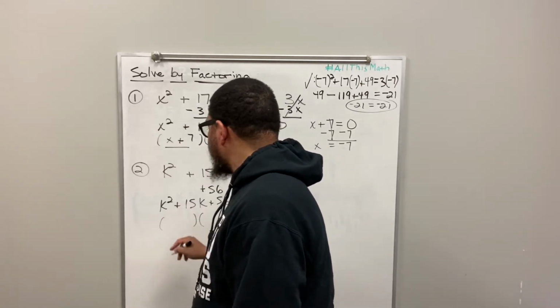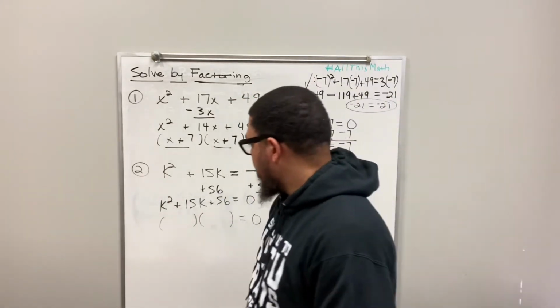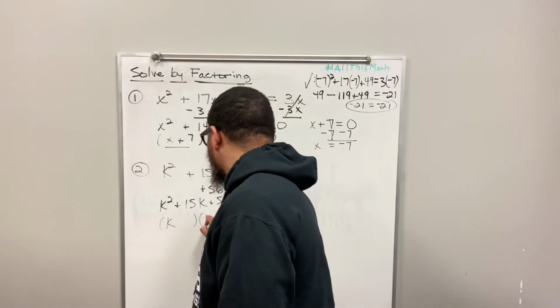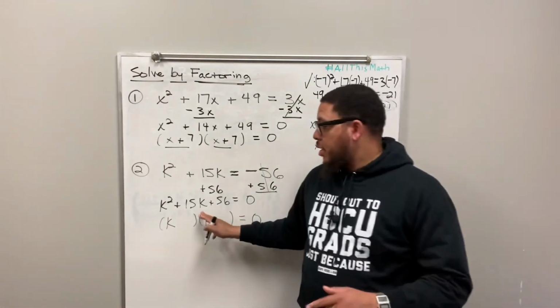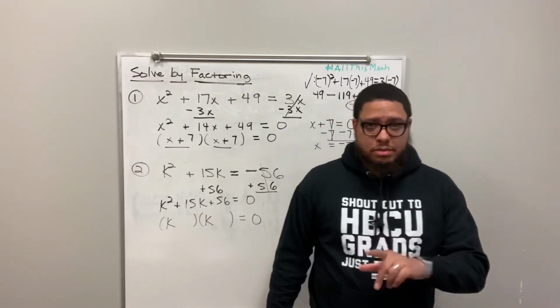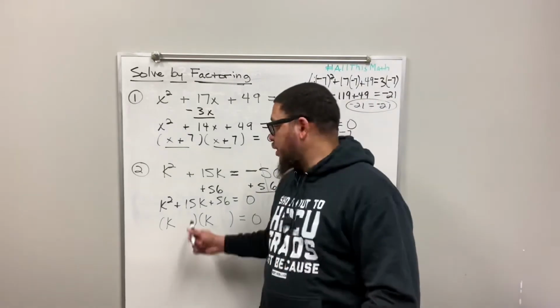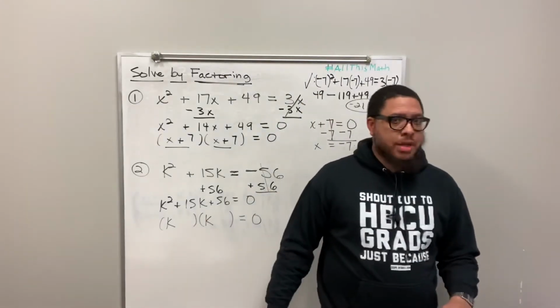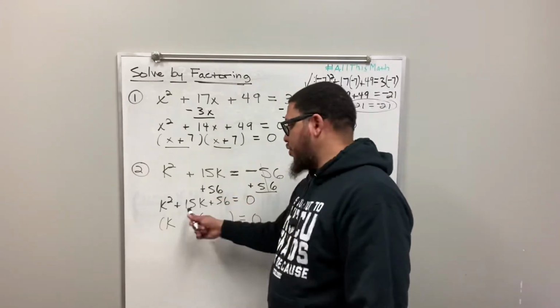All right? Now, k squared. The factors of k squared are k and k. So I'm going to put the k right here, and I'm going to put another k right here. Now, what two factors of 56 have a sum of 15? Not 56 times 1, because 56 plus 1 does not equal 15. Not 28 times 2, because 28 plus 2 is 30, not 15.